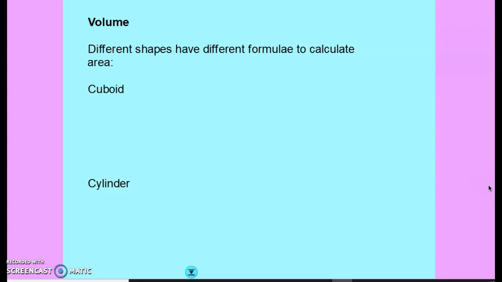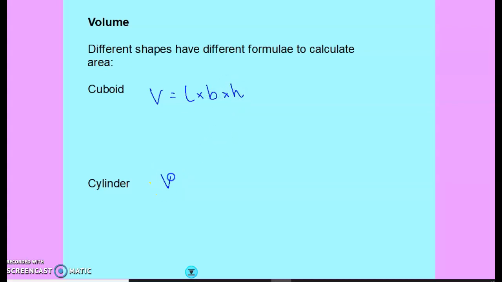Last wee bit of outcome 2 then is volume. Now the volume is the amount of space that a shape takes up. We're going to look at the volume of two different shapes: the volume of a cuboid and the volume of a cylinder. To find the volume of a cuboid, the volume is the length times the breadth times the height.